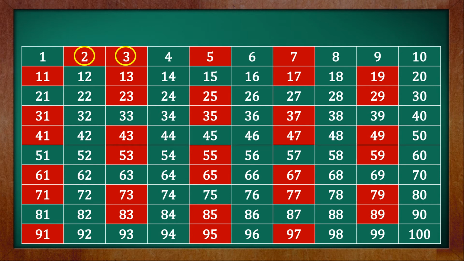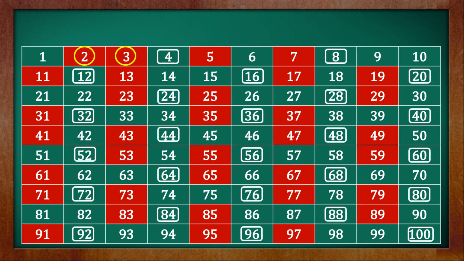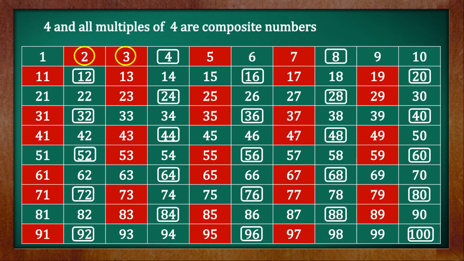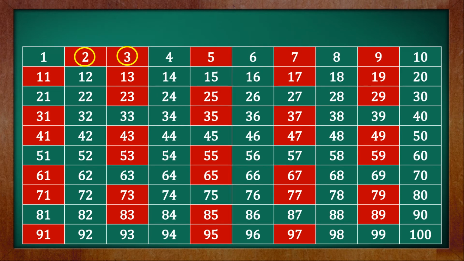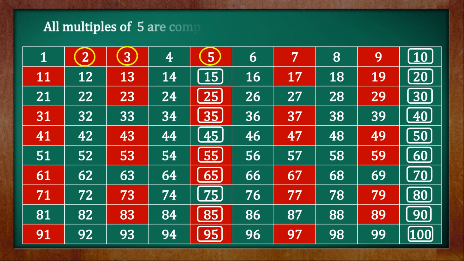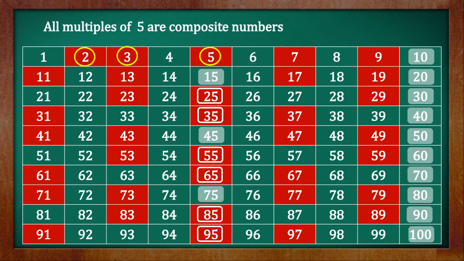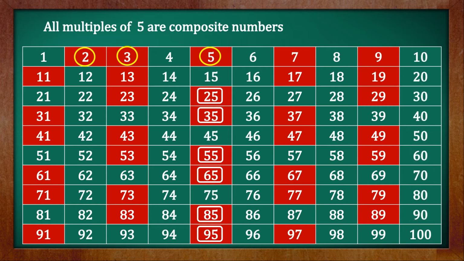The next number 4 is a composite number, and as we can see in the table, all the multiples of 4 are also composite numbers. After 4, the number 5 is a prime number, but all the multiples of 5 will be composite numbers, some of which have already been crossed out because they are multiples of 2, 3 or 4. Now we will cross out the remaining multiples of 5.